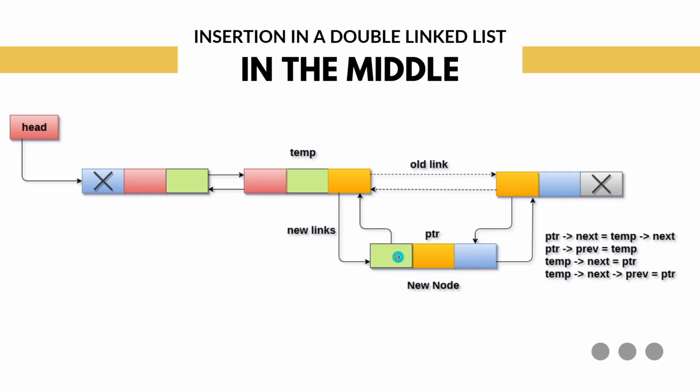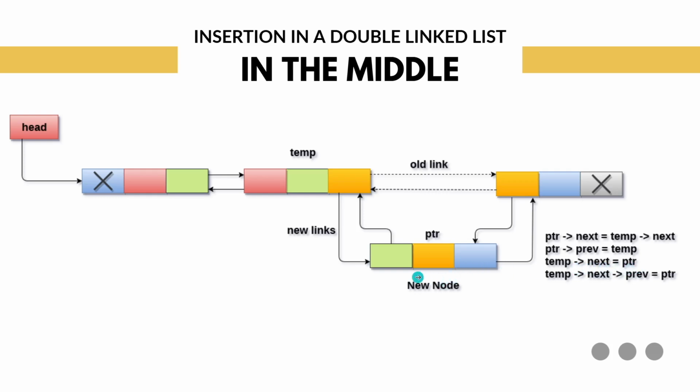And the next assignment which I do is I look at PTR's previous. Hereafter it should point to temp. So, that is what I am doing here. And the next assignment which I make is that I should make temp's next point to PTR instead of this node, right. So, I am just overwriting temp's next part with PTR's address. So, that is the third statement which we have made, temp's next is equal to PTR.